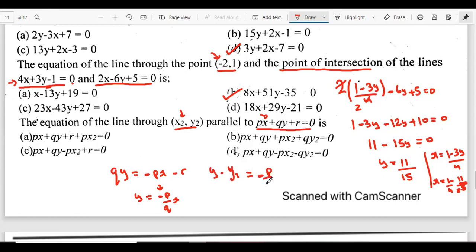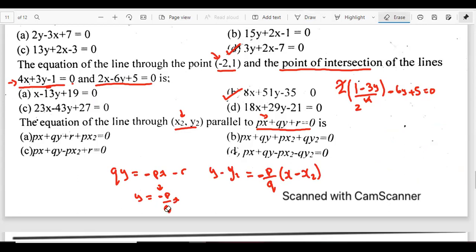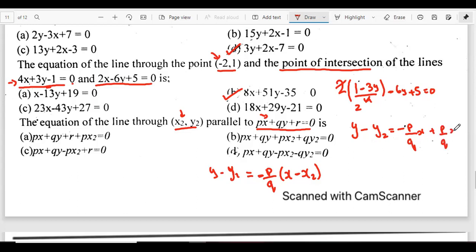y minus y2 equals minus p by q times (x minus x2). Extra things are the calculations for this one. And this is going to be y minus y2 equals minus p by q x plus p by q x2. I take it to the other side, and that is going to give me qy minus qy2 plus px minus px2 equals 0. So this is the answer.